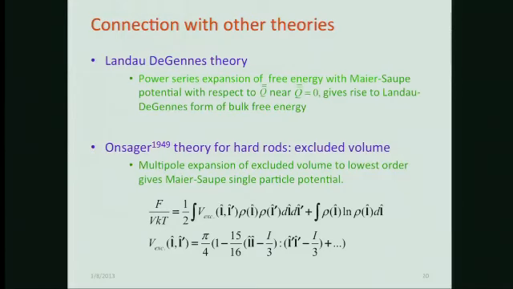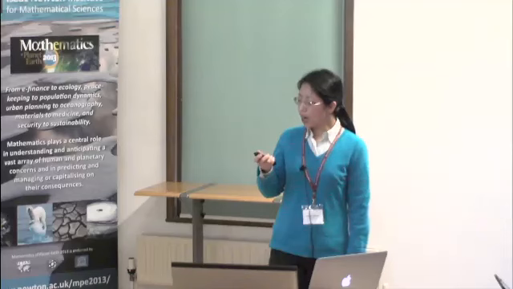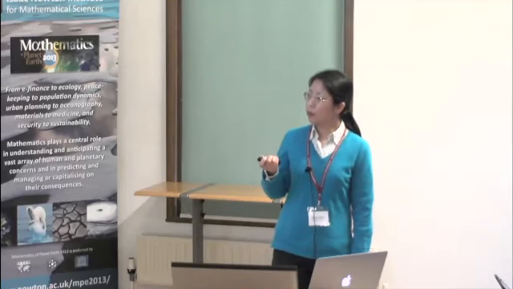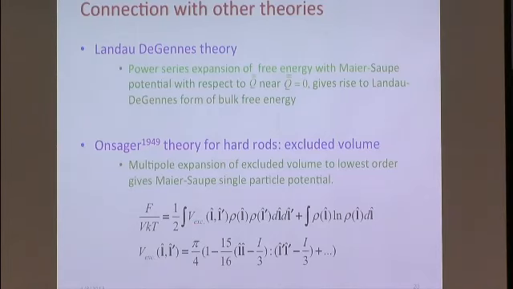There is also a relation between Maier-Saupe and the Onsager theory for hard rods. In Onsager theory, there is no energy, only the entropy term. However, after we carry out all these complete calculations, you get the excluded volume, which is really the angle between the two major axes. If you do the multipole expansion of the excluded volume potential, to the very first term, you recover this Maier-Saupe potential.